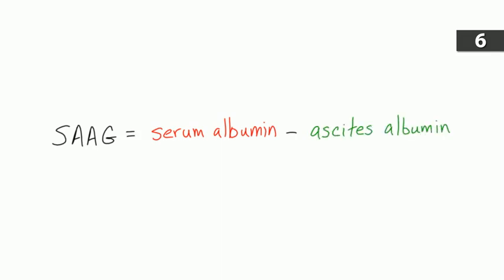Now, it's not a ratio, so you're not dividing. It's a gradient, so you're just going to subtract them. And if you have trouble remembering which one to subtract from which, remember it's the SAG, the serum ascites albumin gradient.